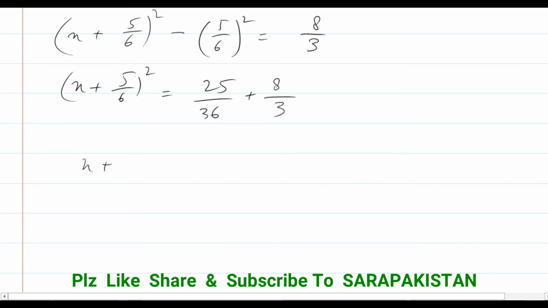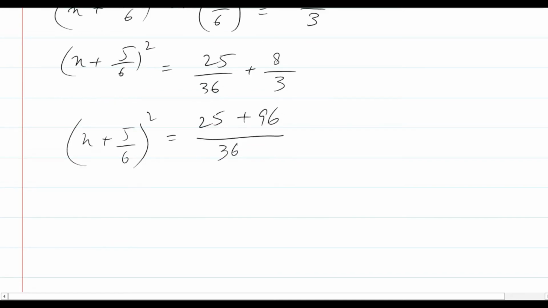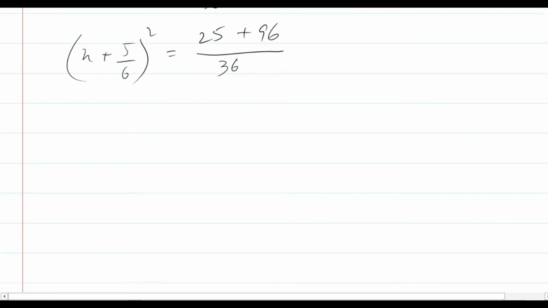(x plus 5 over 6) whole square is equal to, take 36 as LCM, 25 plus 96. So on simplification you will get (x plus 5 over 6) whole square is equal to 121 over 36.